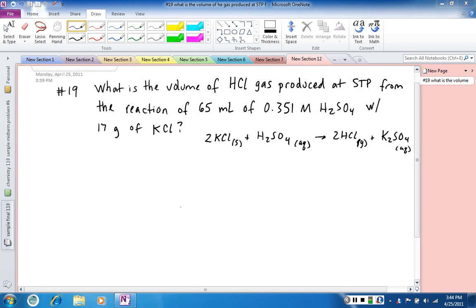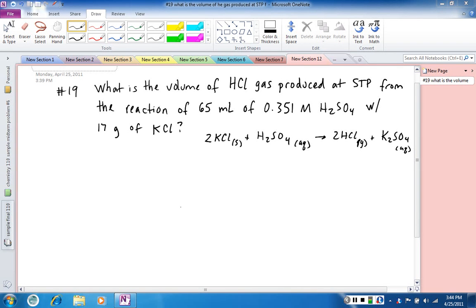This is number 19 on the sample final. What's the volume of HCl gas produced at STP from the reaction of 65 milliliters of 0.351 molar H2SO4 with 17 grams of KCl? So the first thing that you should see in this problem is it says at STP.